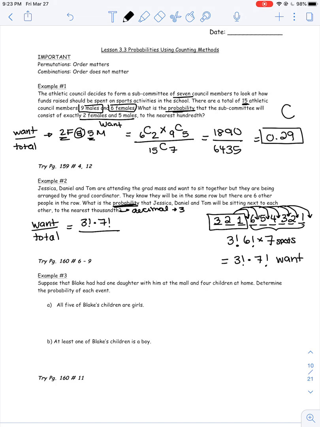So imagine you have 9 spots. Well, if there's no rules, you can have 9 people in the first spot, then 8, then 7, then 6. So that's the same as saying 9 factorial. Okay, so we would put this into our calculator.